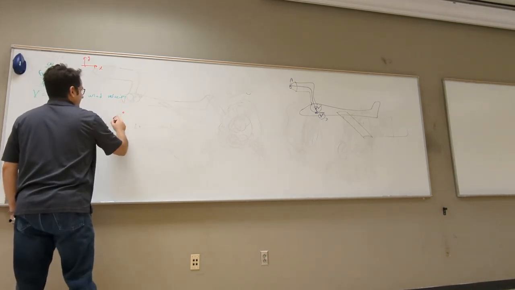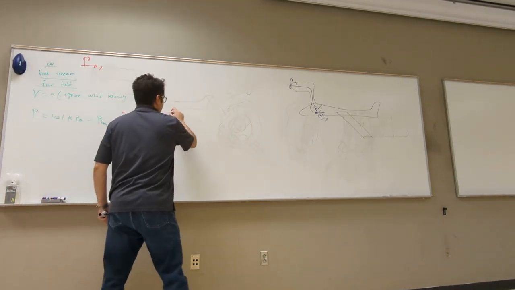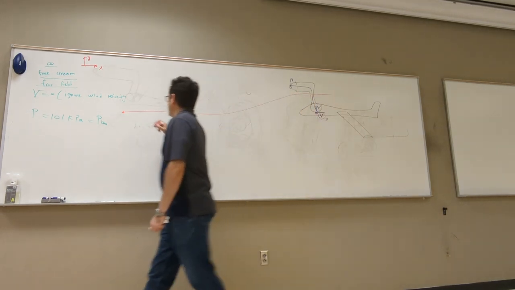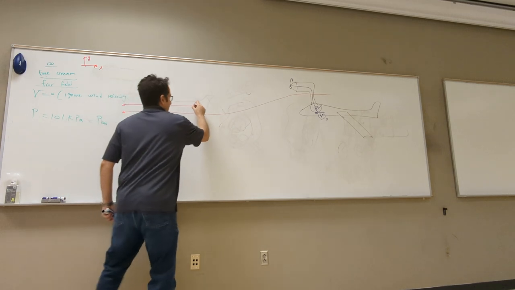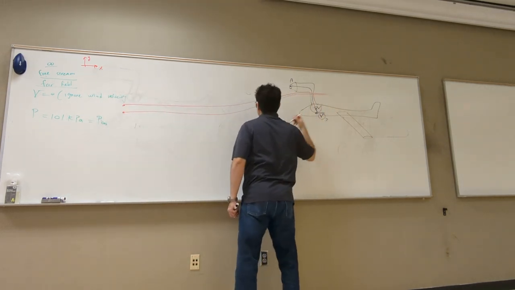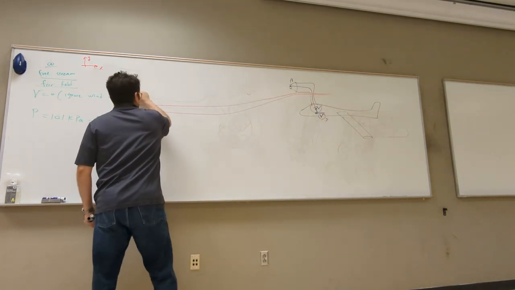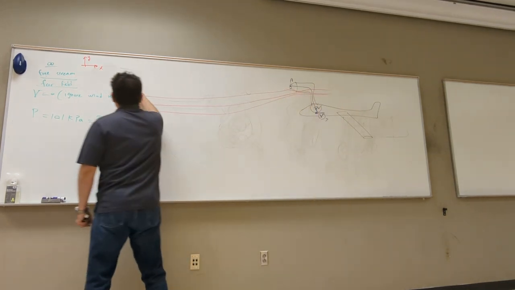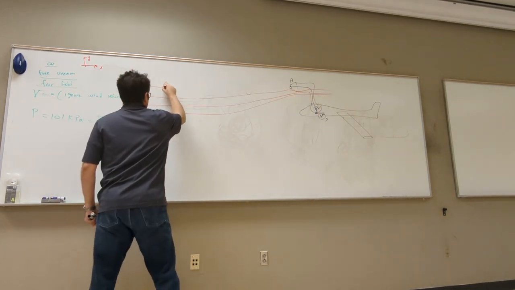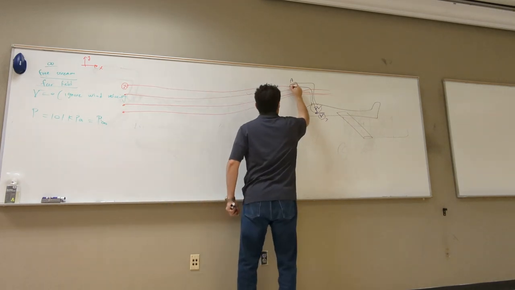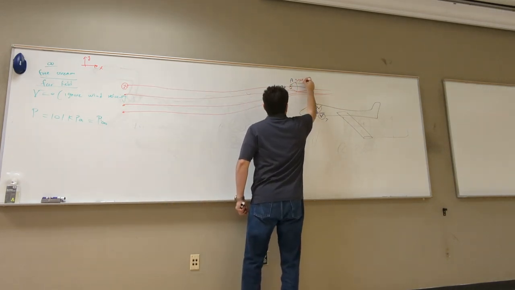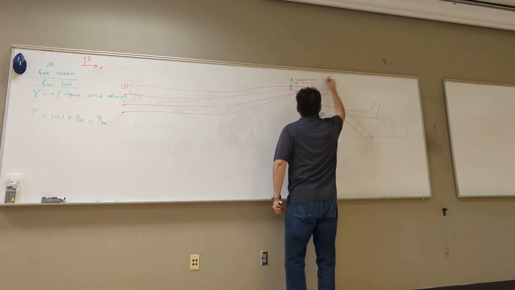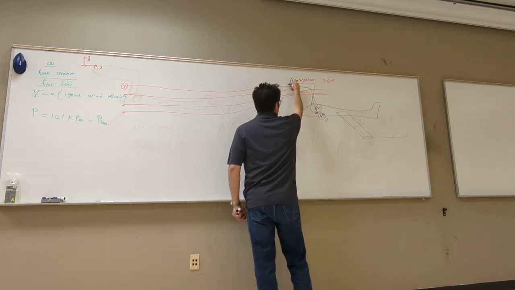I pick a point here at infinity, and there is always a streamline that goes around that. There is another point here, and the streamline goes all around it, like this. And there is one particular point at infinity where the streamline comes here and stagnates. Stagnation point. So this particle here gets stuck.